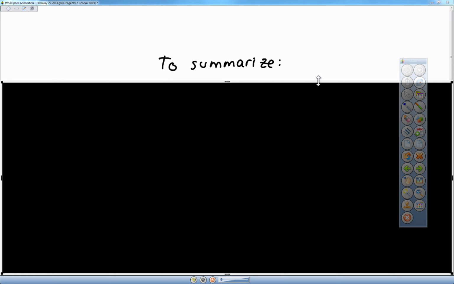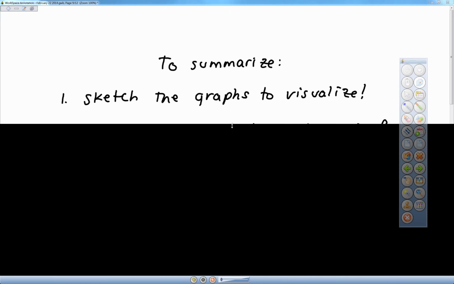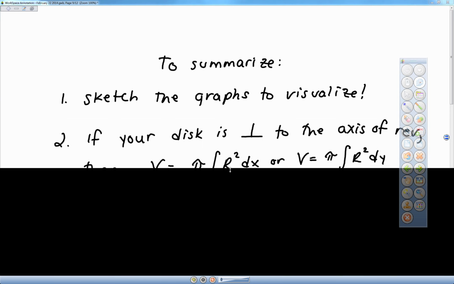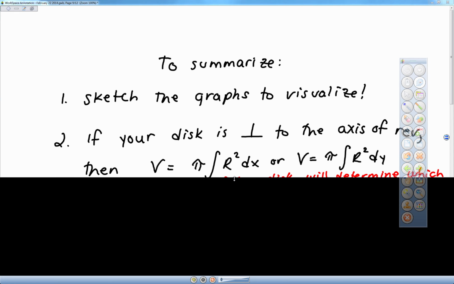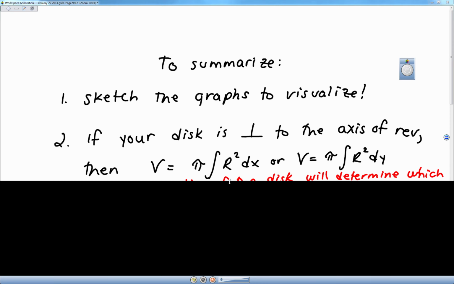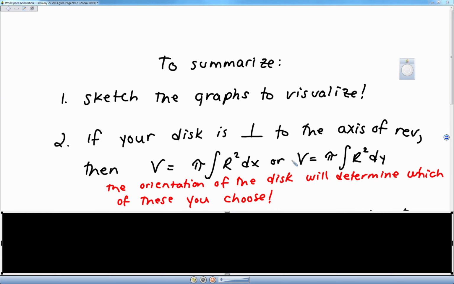To my sub, I'm going to invite you to hit pause wherever need be to let students write this down. So to summarize, the first thing is sketch these graphs so we can visualize what we're working with, especially so you can visualize the cross sections. If your disk is perpendicular to the axis of revolution, then the volume is going to be pi times radius squared dx, or volume is going to be equal to pi times the integral of radius squared dy. The orientation of the disk is going to determine which of these you choose.